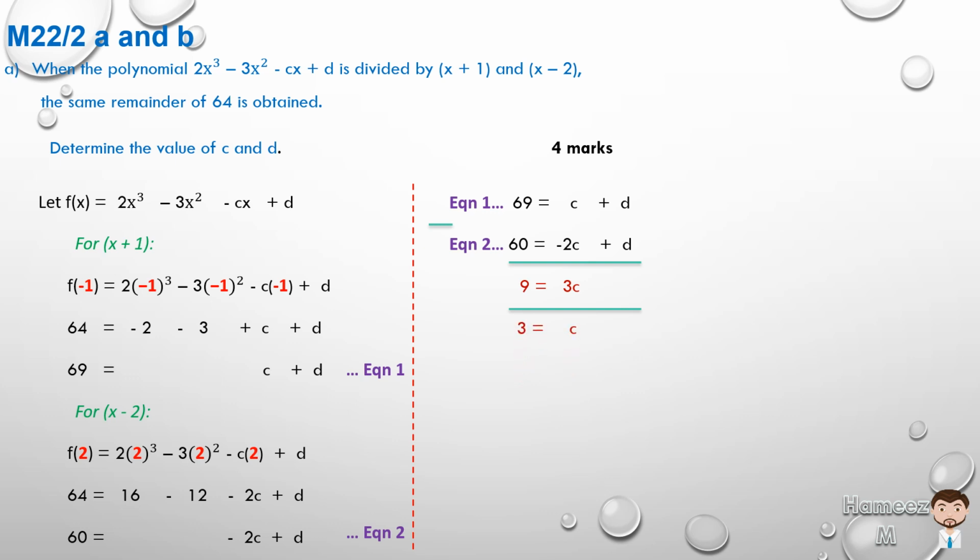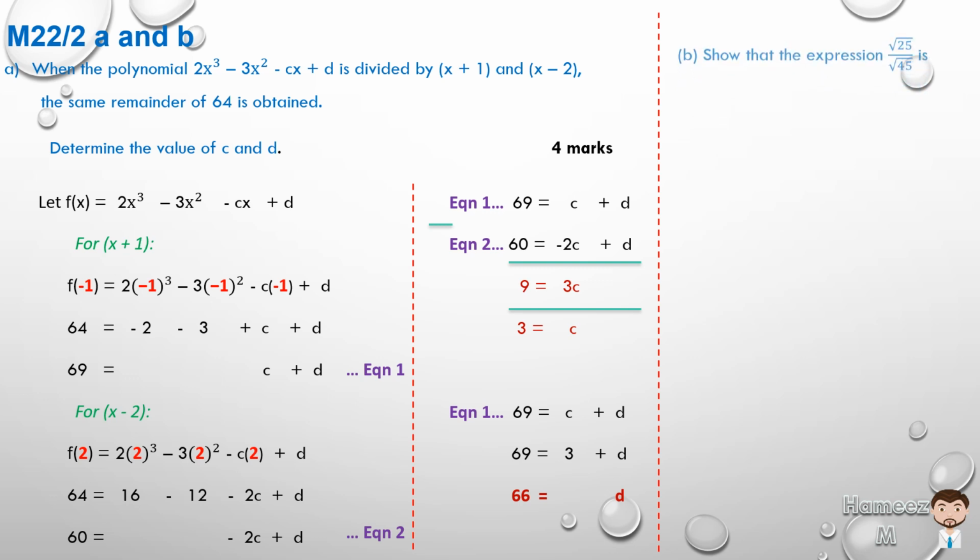So we found one of the values, and if we want to find the other value, we can just substitute for c into any of the equations. So let's use equation 1. 69 is equal to c plus d. So 69 is equal to 3 plus d. Carry the 3 across. As such, 66 is d.